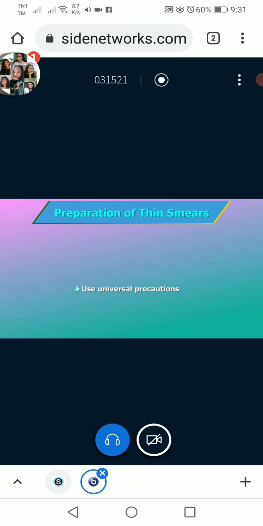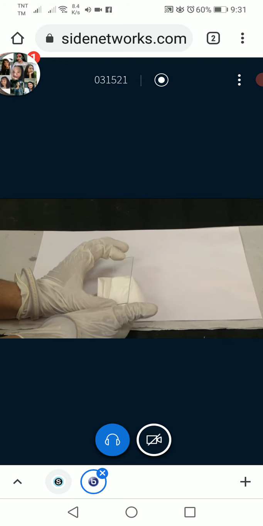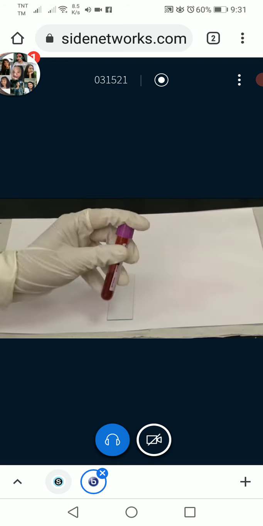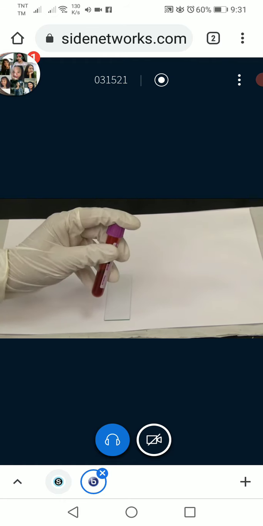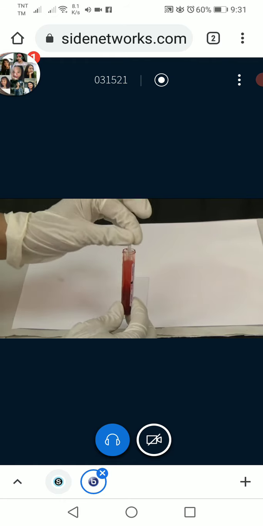Use clean and dry microscopic glass slides. Clean them with lint-free cloth. Label a glass slide with sample identification number. Mix the sample by inversion. Open the cap gently and check for clots by dipping the applicator stick in the tube. Place a drop of blood on one edge of a clean, grease-free glass slide.